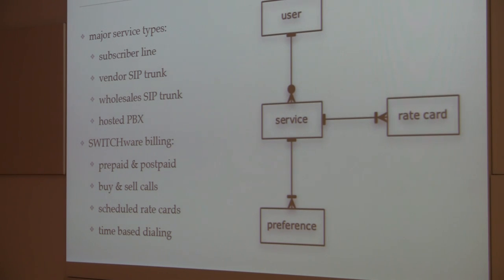There are major services we provide in Switchware. We can also sub-classify these services. We can build prepaid, postpaid, and time-based billing, and also have scheduled rate cards. Because if you use real-time billing, it is important that you know that from some period in the future you will start with a new price. So you can schedule this in time, and billing will start with the new rates.